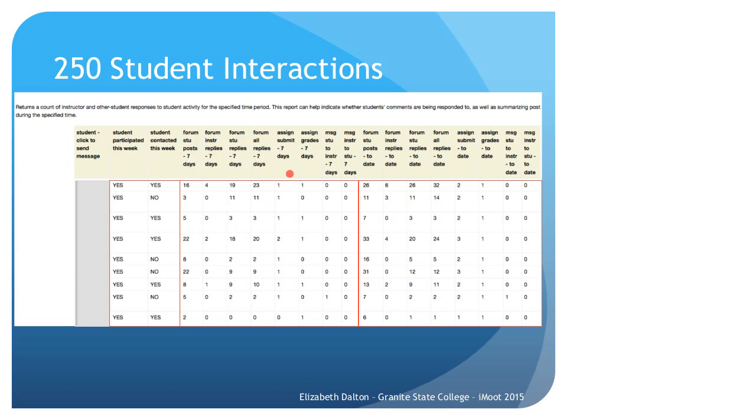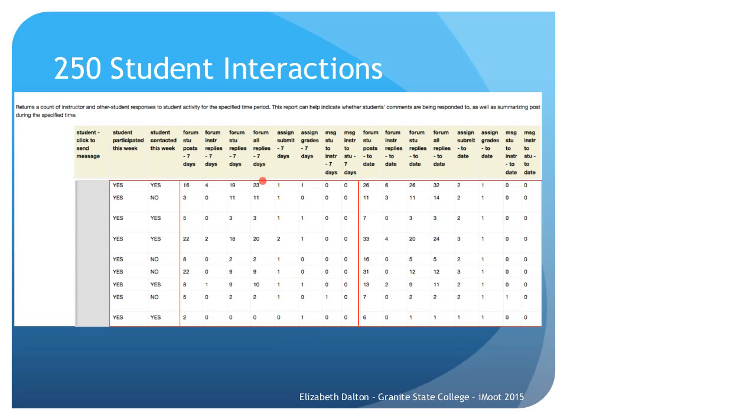Then we also look at, has the student submitted an assignment within the last 7 days, and has the instructor graded any assignment, maybe the same assignment, maybe a different one, in the last 7 days, because that's another contact point that the students really appreciate. Has the student sent a message to the instructor? Has the instructor sent a message to the student within the past 7 days?